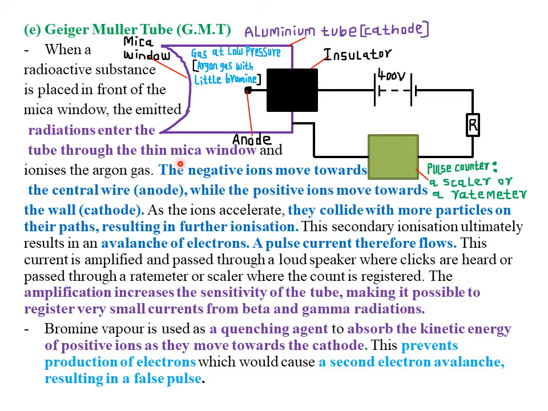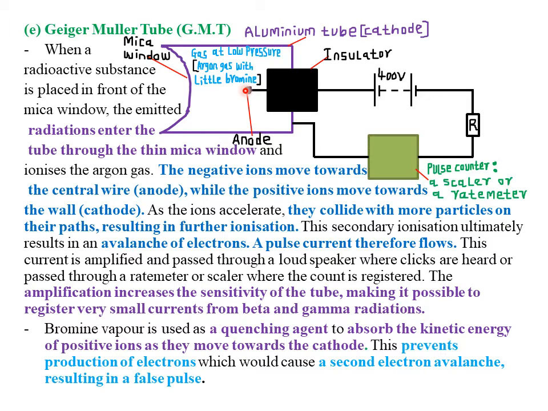Then it ionizes the argon gas. Remember, when the radiations enter through the mica window into the tube, they are going to ionize the argon gas. It is easy to ionize argon gas because we are using argon gas that is at very low pressure. Remember, ionizing simply means that the argon gas is going to produce both positive ions and negative ions. The negative ions will move towards the central wire, which is an anode.